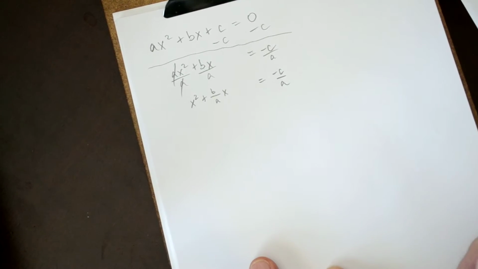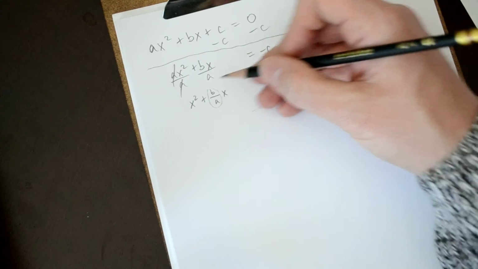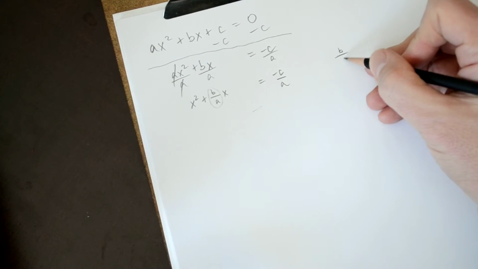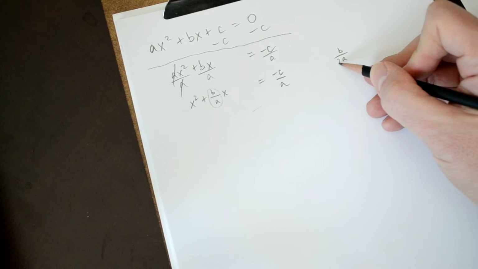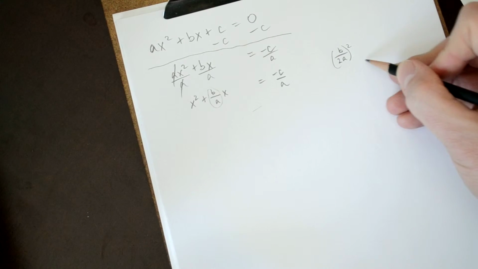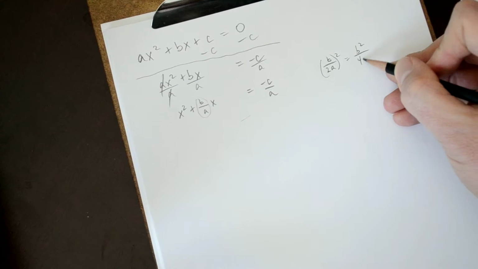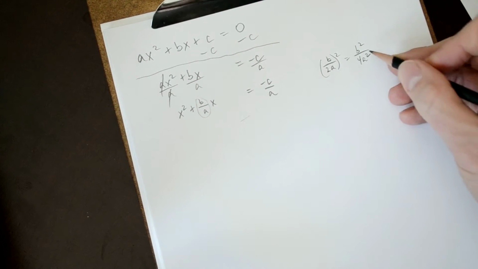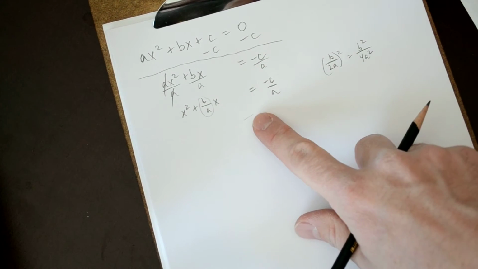And now the goal is to find that keystone. We're going to take this number and square it. So I've got this b over a. Oh, I shouldn't say squared. I'm going to divide by 2, which is the same thing as putting a 2 down here, and then I'm going to square it. I believe this gives us b squared over 4a squared. I'm going to add this to both sides, okay?